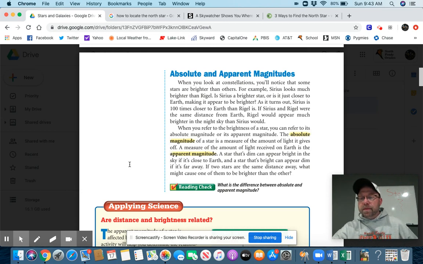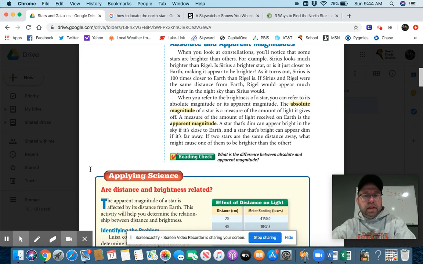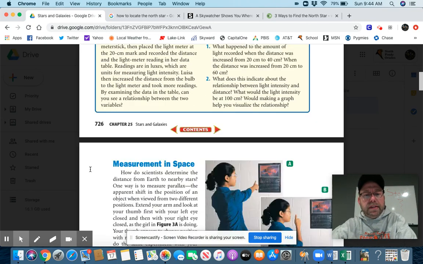All right. So that's a huge difference. How bright does it appear to be is the apparent magnitude, and how bright is it really? That's the absolute magnitude. All right. And those are definitely going to be on the quiz, so hopefully you're paying attention to that.